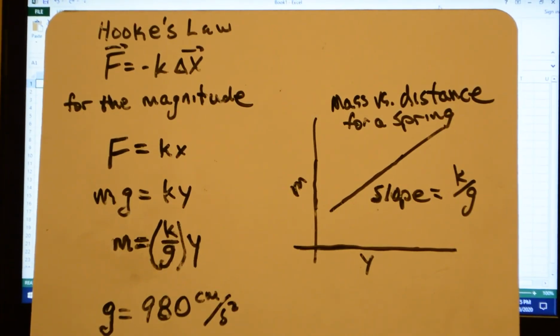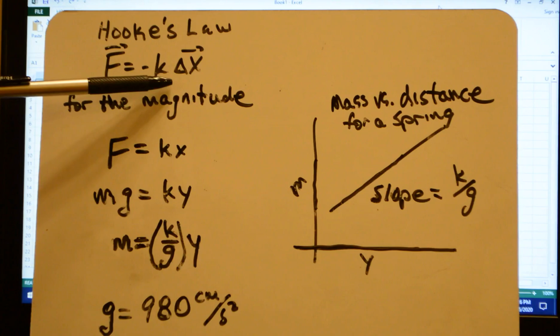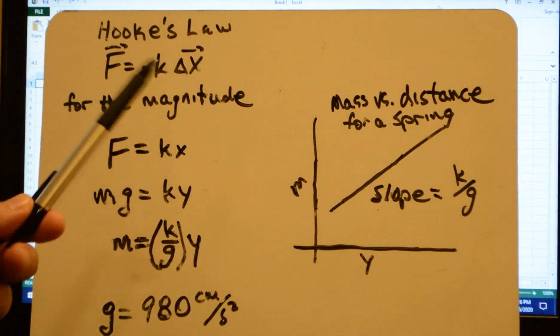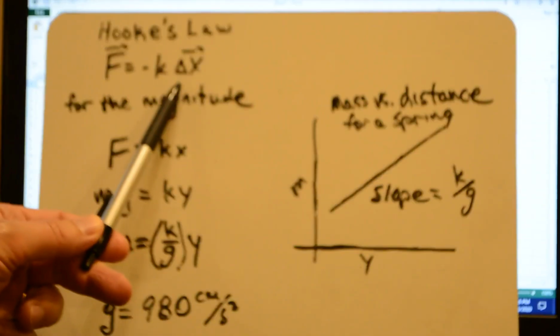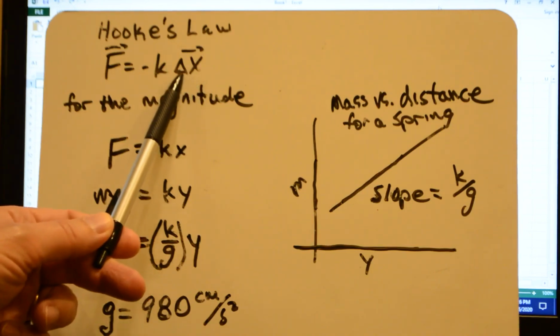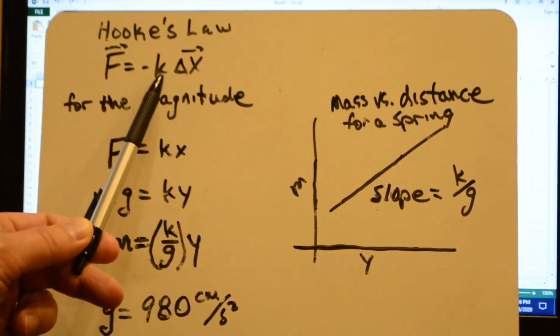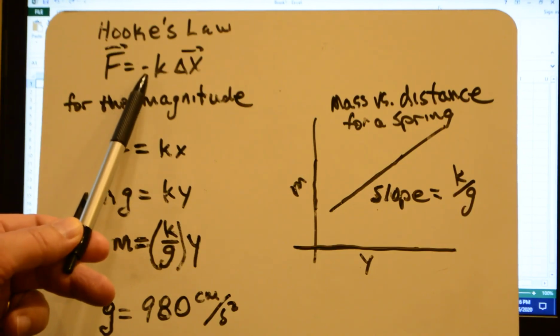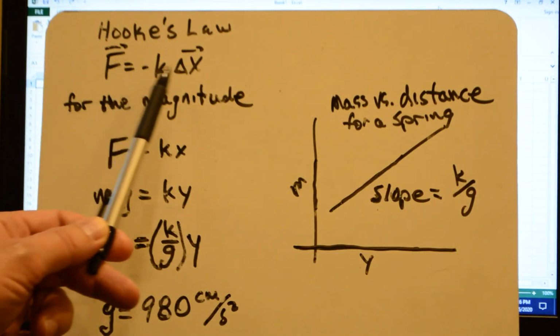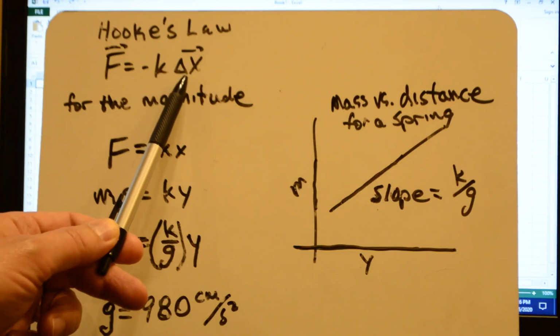Okay, so before I start graphing the data, this is what we're going to do. Here's Hooke's law. We have a force equals minus k delta x. What this means is that the force is proportional to the displacement of the spring. The k is the spring constant, and it's a measure of the stiffness of the spring. The minus sign is because the force is always in the opposite direction of the displacement.